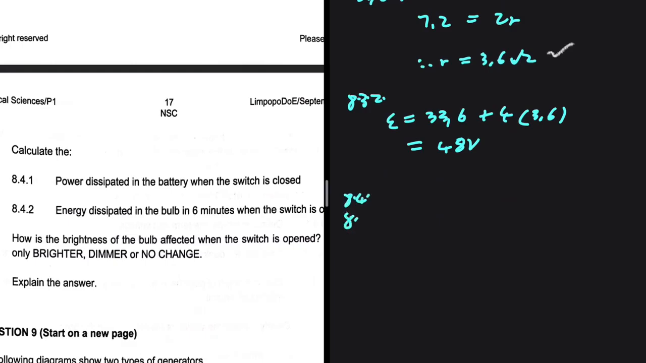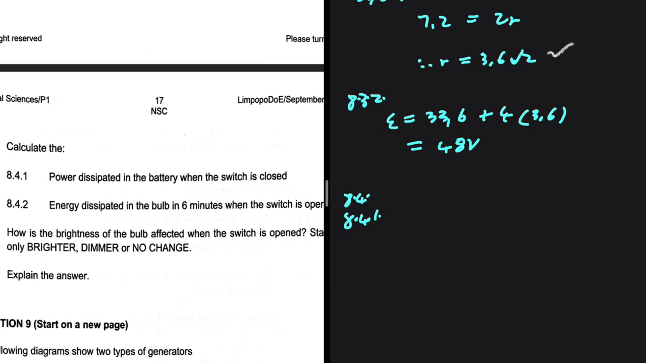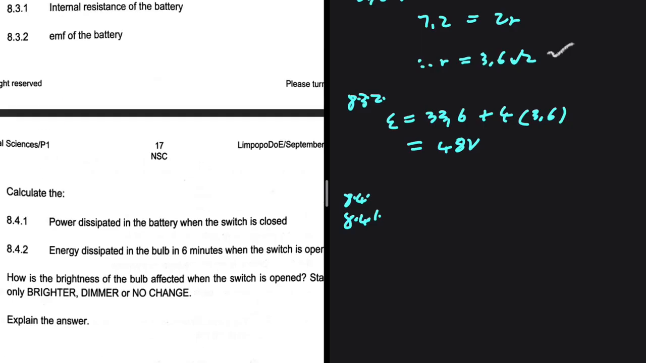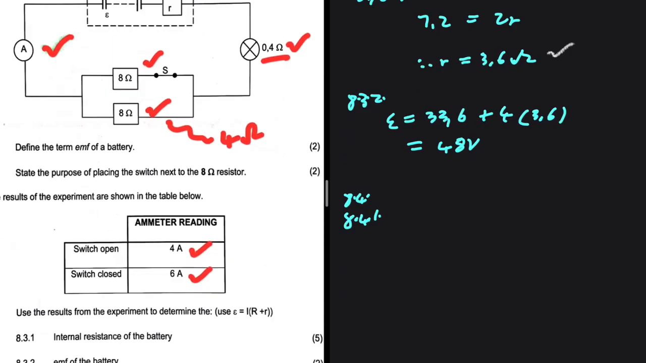Let's carry on. Let's do 8.4. 8.4.1. Calculate the power dissipated in the battery when the switch is closed. Right, let's go to our sketch. When the switch is closed, the current is 6 amperes. The internal resistance is 3.6, so that doesn't change.